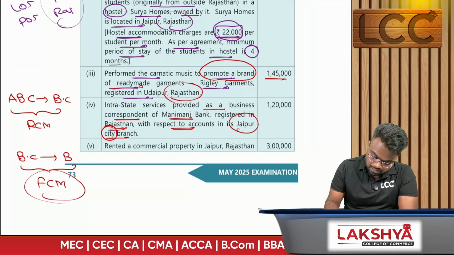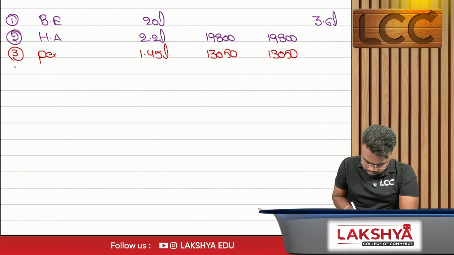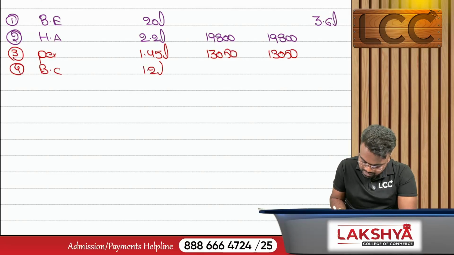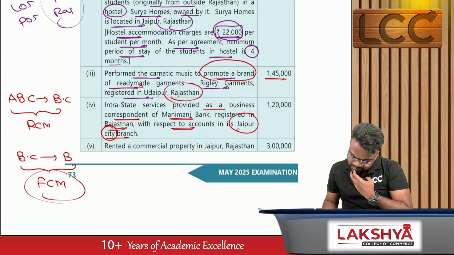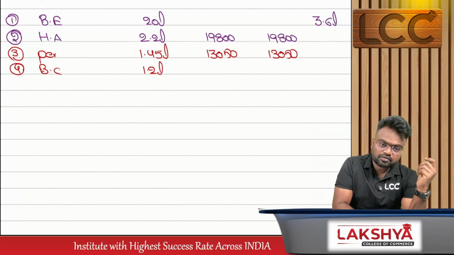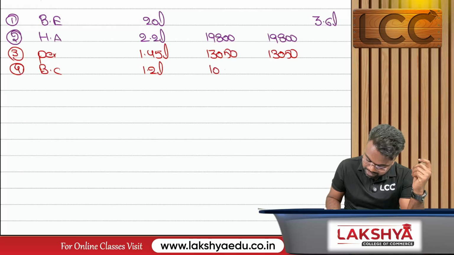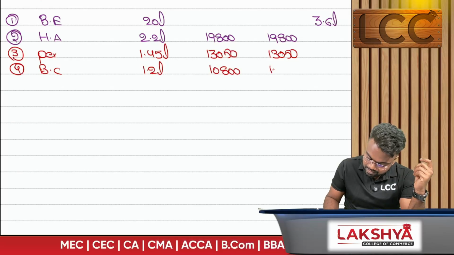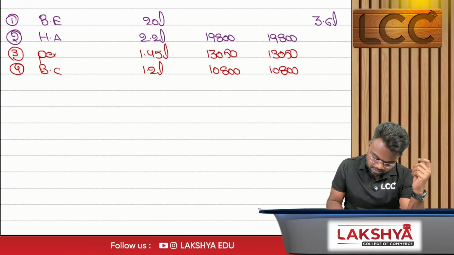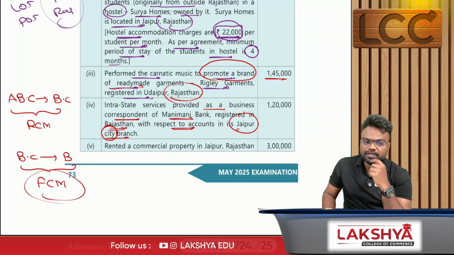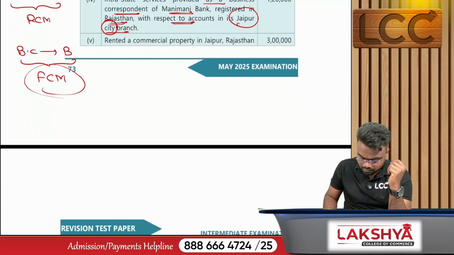FCM is applicable. So fourth one, business correspondent on 1.2 lakhs FCM, and both are in Rajasthan. So 1,20,000 into 9%, that is 10,800 and 10,800. So we are done with 4 points. And what is fifth one?